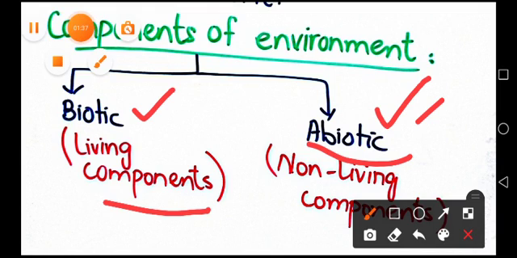So biotic components are the living components of our environment. For example, plants, animals, human beings, or we can say that all the living components of the environment are biotic components, and abiotic components are like fire, air, sun. These all are the abiotic components of our environment.